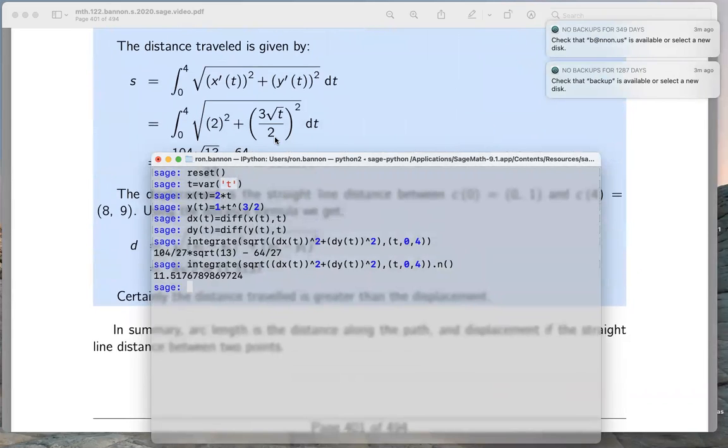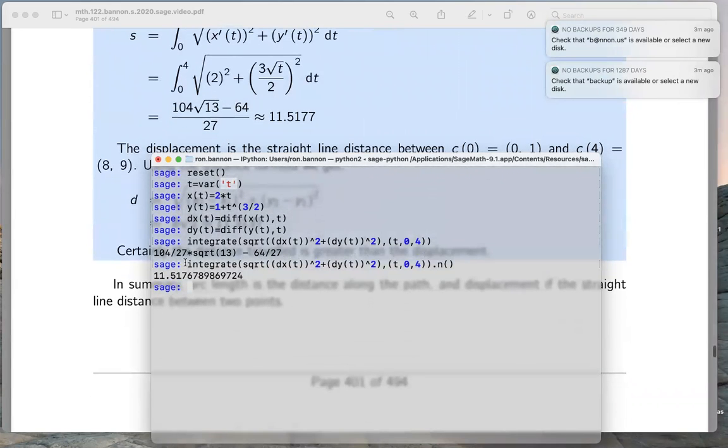All right. So let me just see if I plugged that in correctly for you. And I think I did it symbolically. Did we get the same answer? 104 over 27 times the square root of 13. Yeah, we got it. And the approximate answer we got is this over here.